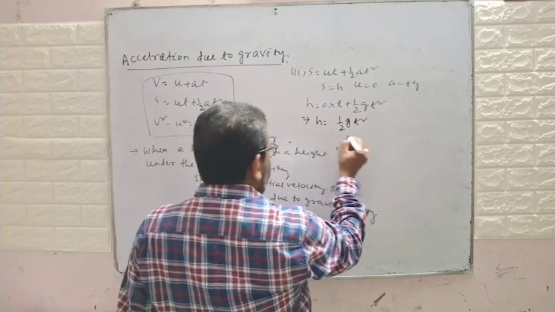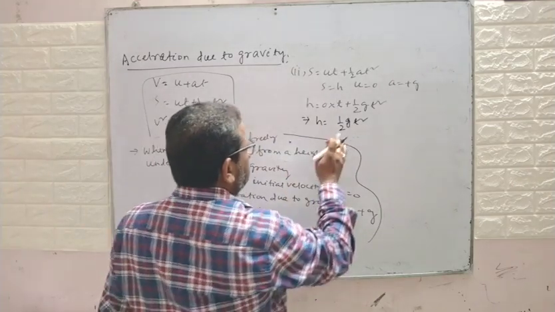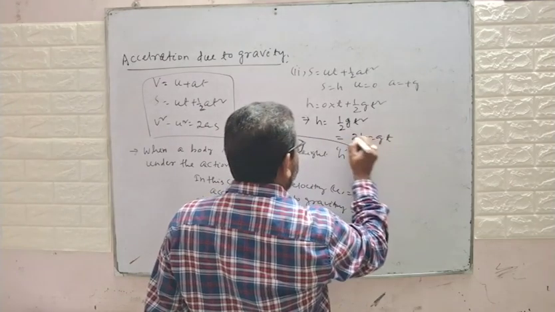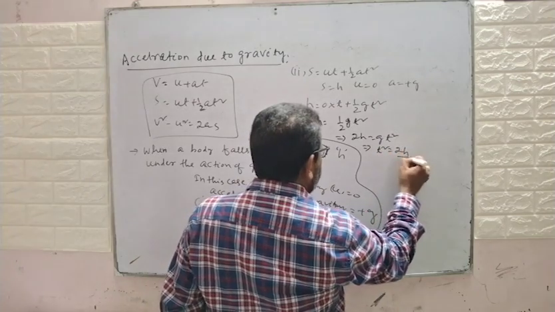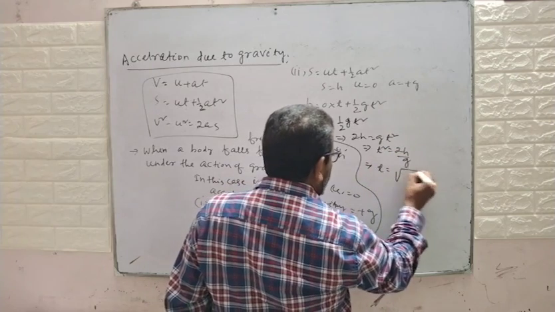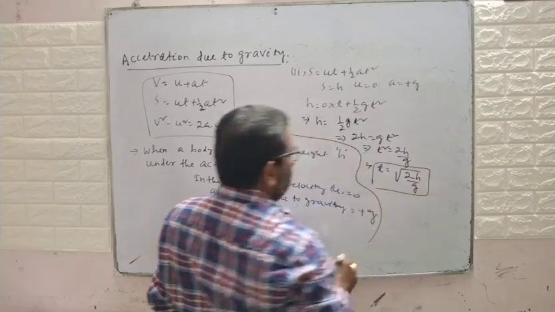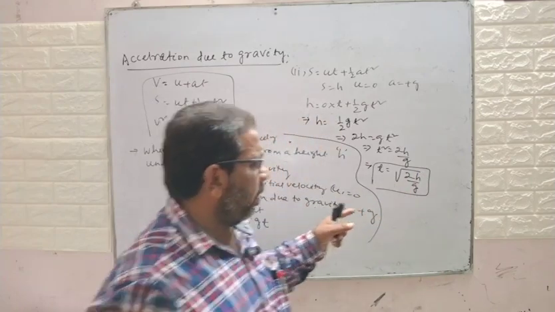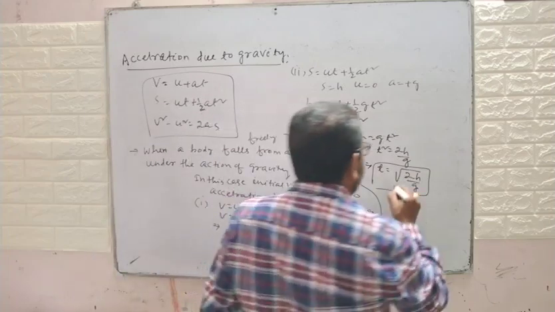From this equation, if we multiply, 2h is equal to gt square, or t square equal to 2h by g, or t equal to root over 2h by g. So what will be the time taken for the body to reach the ground? We can calculate it by t equal to root over 2h by g.